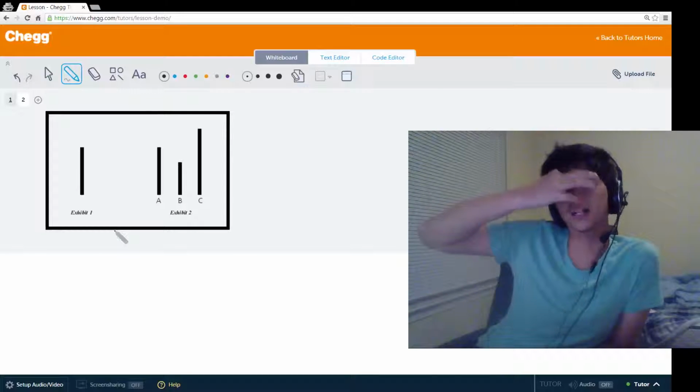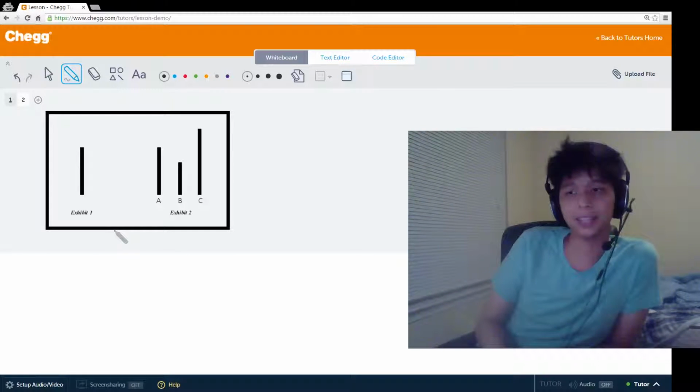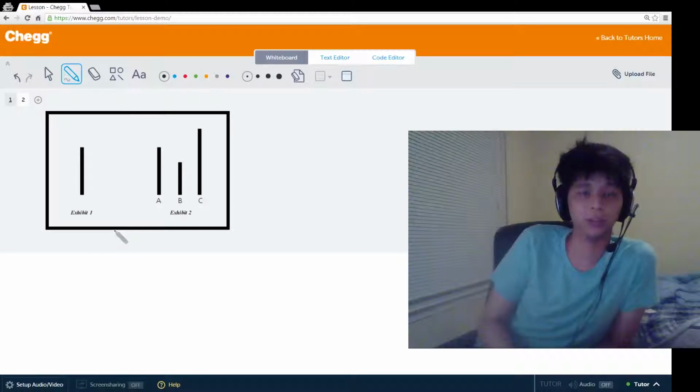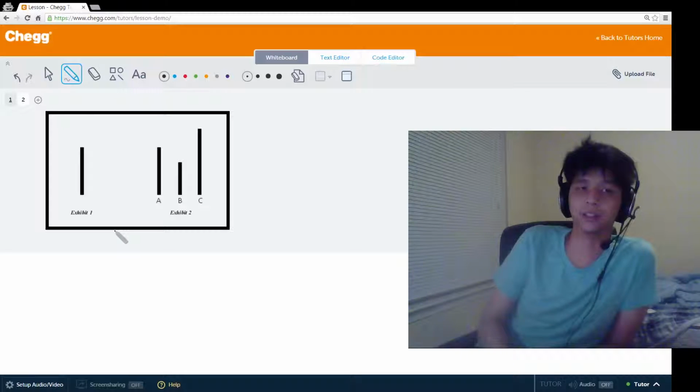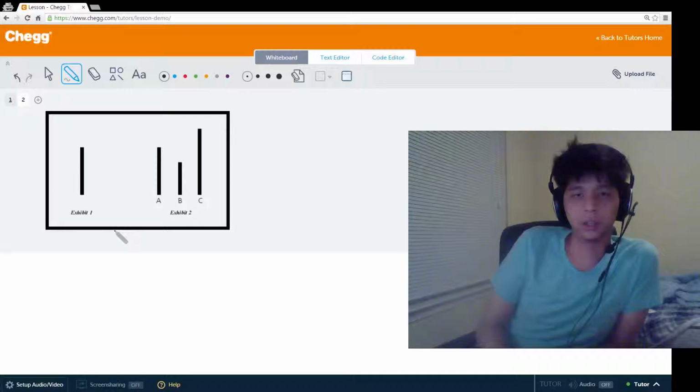And he asked the people who came in to identify which one on the right, A, B, or C, was closest to the one on the left. So which line matches the length of the line on the left. So a pretty easy task.